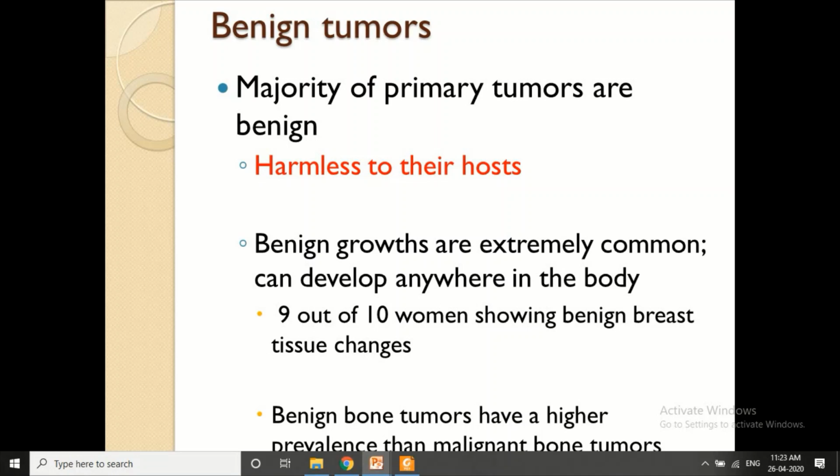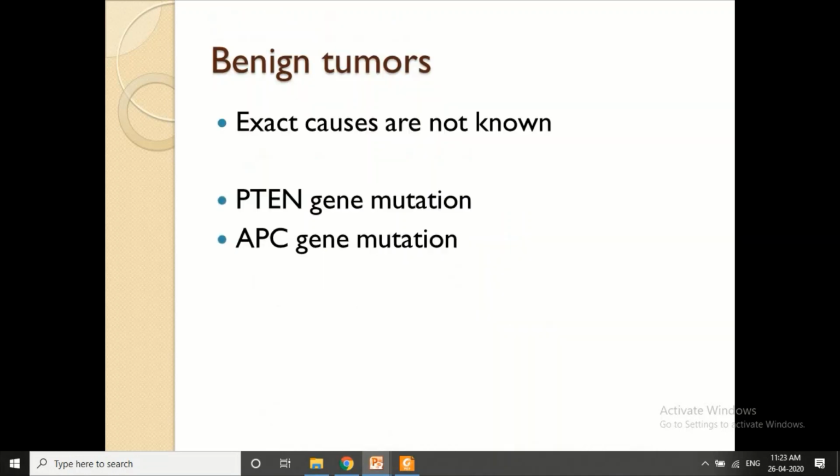The majority of benign tumors are primary. They are harmless to their host, and 9 out of 10 women show benign breast tissue changes. Benign bone tumors have a higher prevalence than malignant bone tumors. The exact cause of benign tumors is unknown. It is believed that mutations in the PTEN gene and APC gene may cause benign tumors.